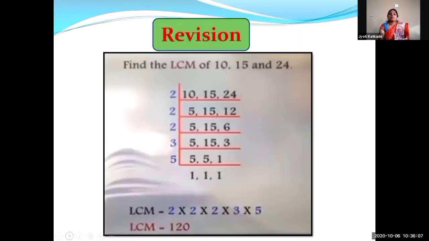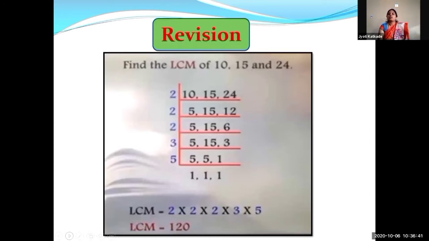Now, before we start our today's topic, I will take a small revision of yesterday's topic. First of all, I will take two examples of LCM because some students told me to take some examples. So see on your screen, there is the first example of LCM. Find the LCM of 10, 15 and 24. Now LCM means least common multiple.